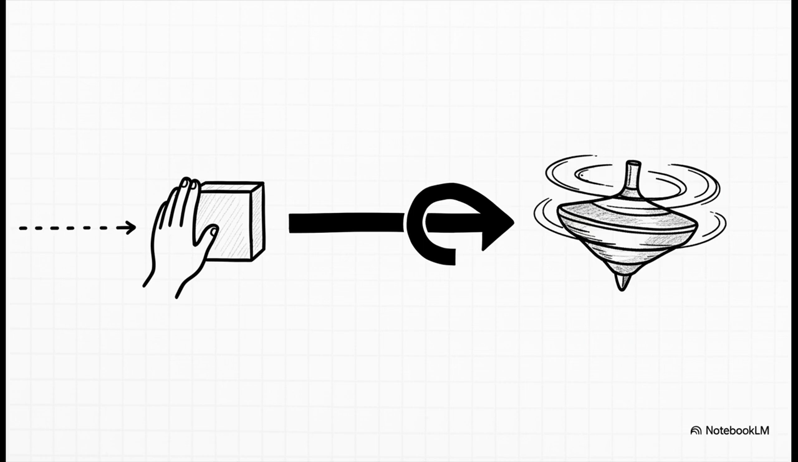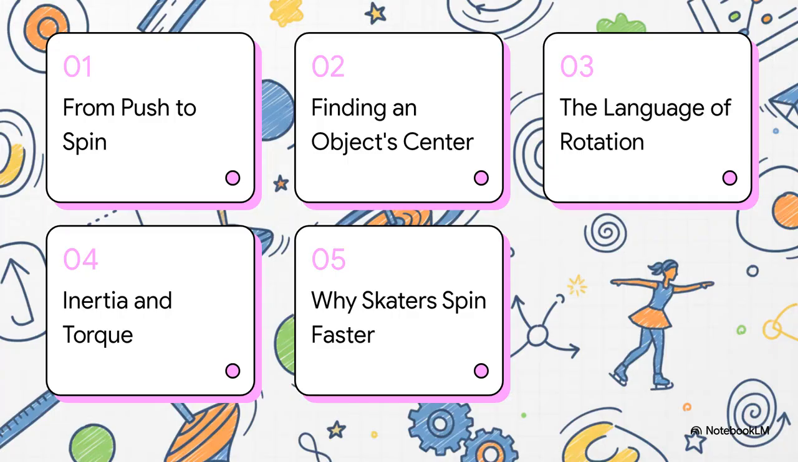And here's the best part. If you already understand how things move in a straight line, like a car driving down a road, you're basically halfway there. All we're going to do is learn how to translate what you already know into a new language, the language of rotation. So here's our game plan.